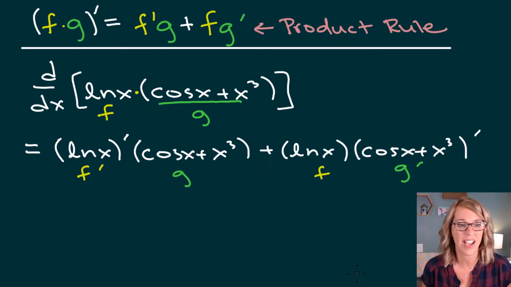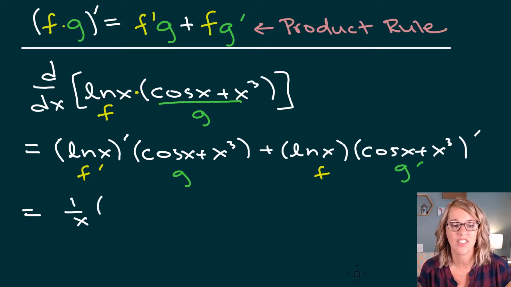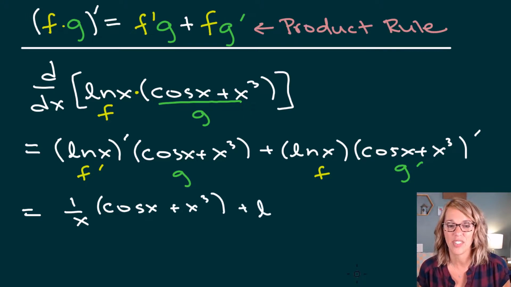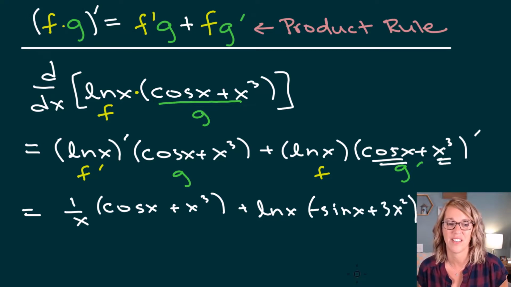Continuing then, the derivative of the natural log of x is 1 over x, but I'm leaving g. So cosine of x plus x cubed. And then leaving the natural log, so I get the natural log of x times, now I take the derivative of that cosine, that's going to be negative sine x. And the derivative of x cubed is plus 3x squared, just enough room there.